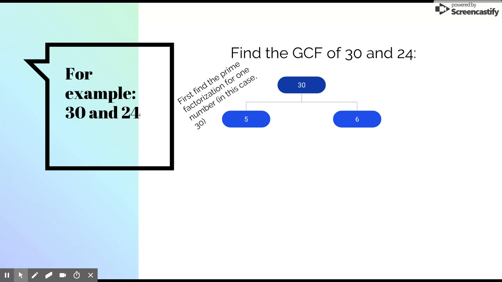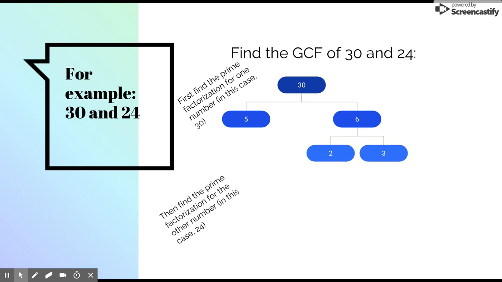So 5 is a prime number, so it can't be divided any further, but 6 is a composite number, so it can be divided. And I'm using 2 and 3. Okay. Then you do the same for the second number, which is 24.